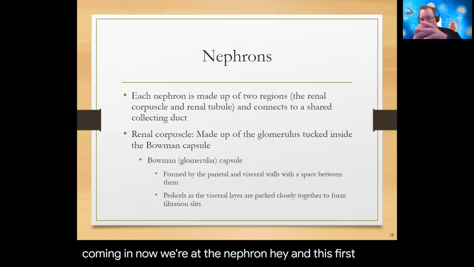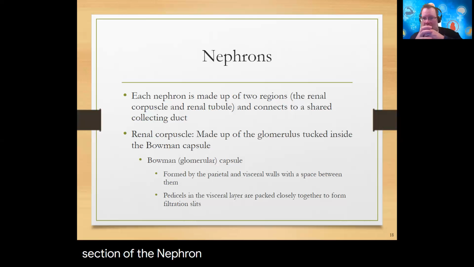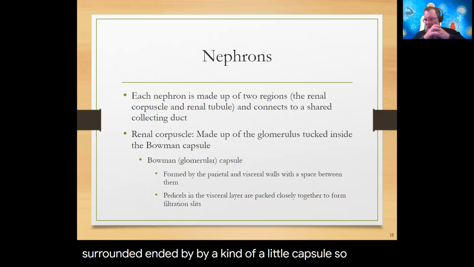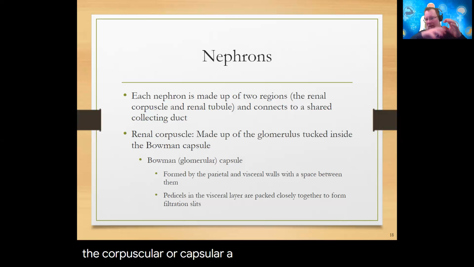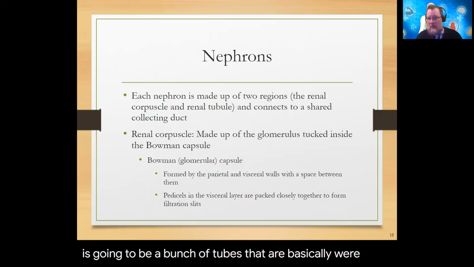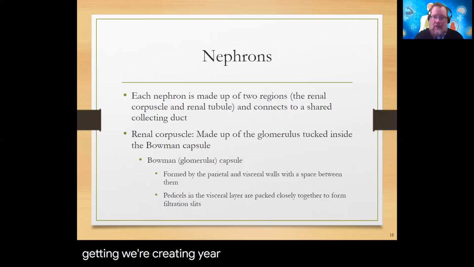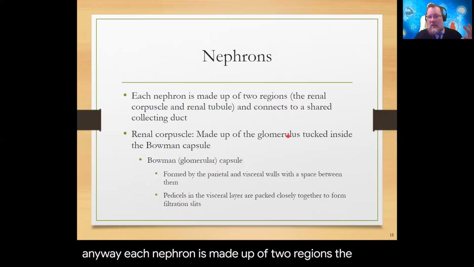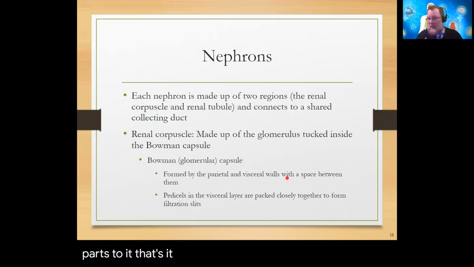This first little section of the nephron is primarily the capillary bed surrounded by a little capsule. So that's the corpuscular or capsular aspect. The rest of that nephron is going to be a bunch of tubes where we're creating urine or collecting urine. So each nephron is made up of two regions, the corpuscle and the tubule. The corpuscle has two sections. One section is going to be that capillary bed.